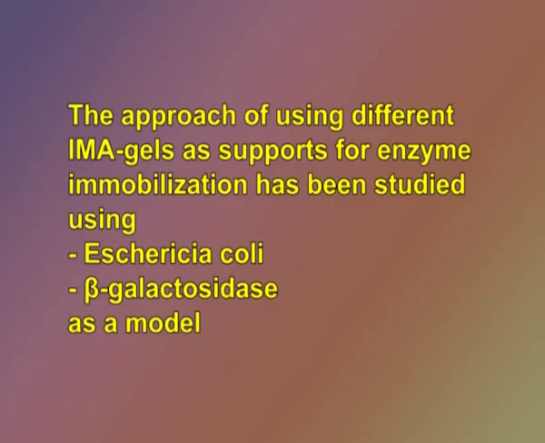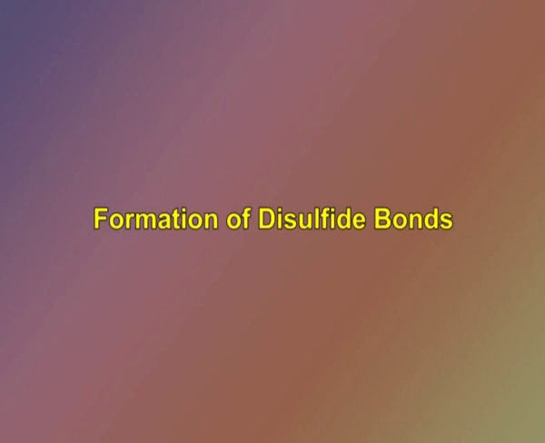These metal chelated supports were named IMA, immobilized metal ion affinity adsorbents, and have been used extensively in protein chromatography. The approach of using different IMA gels as supports for enzyme immobilization has been studied using Escherichia coli beta-galactosidase as a model.